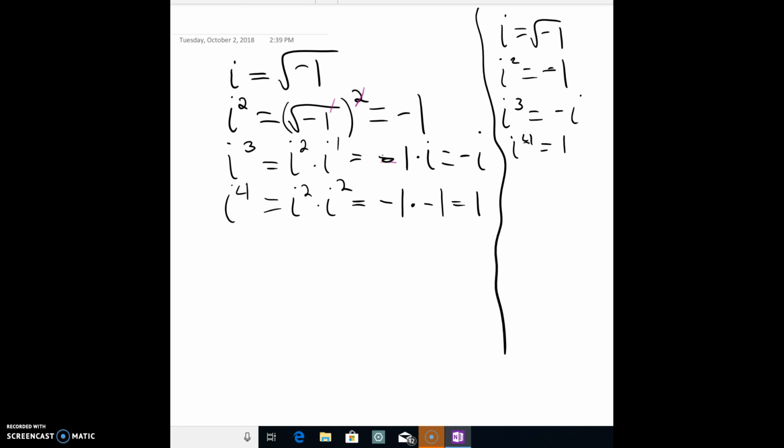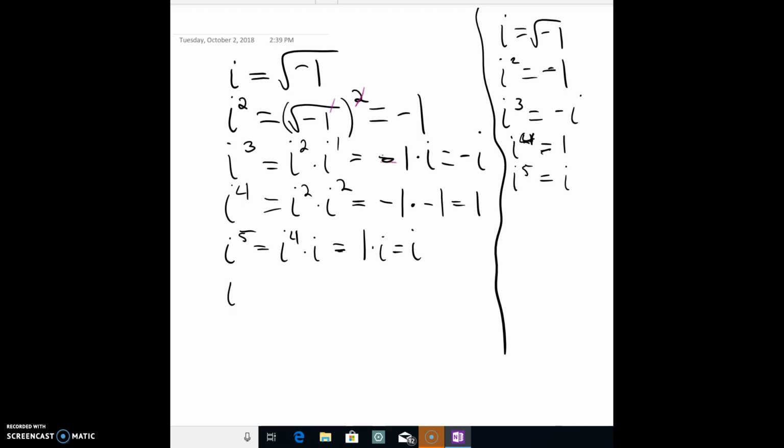Here's what we know. i squared is equal to -1. i cubed equals -i. i to the fourth is equal to 1. Let's try a few more of these and see if we can build up a pattern here. i to the fifth is equivalent to i to the fourth times i. We know i to the fourth is equal to 1, so it's 1 times i, or i. So i to the fifth is just plain i.